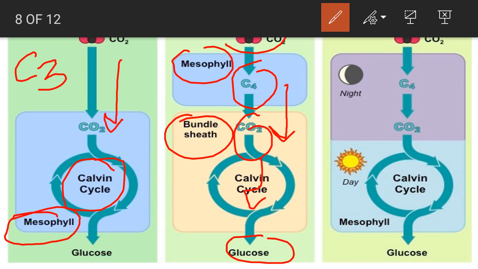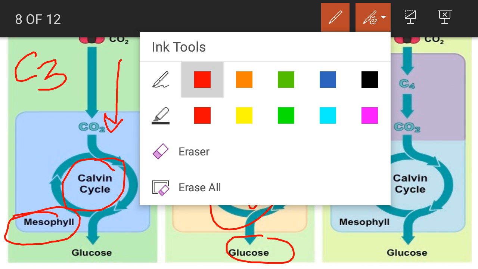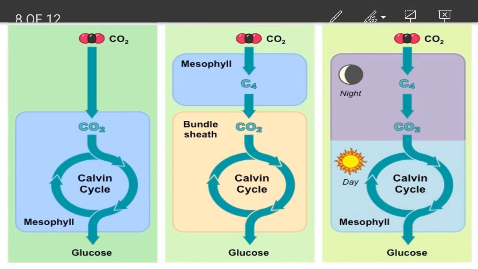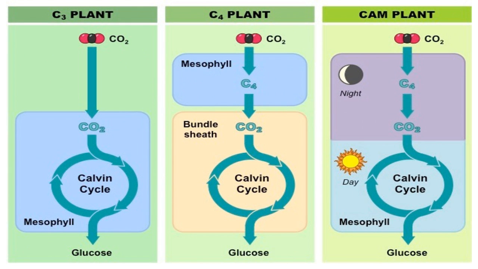Here you can see the mesophyll cell is a different entity and the bundle sheath cell is a different entity. So carboxylation, formation of C4 acid, and decarboxylation, fixation of carbon dioxide, are separated by space. One happens in the mesophyll cell and another event happens in the bundle sheath cell. So this is a spatial separation. Now let's see CAM plants. Just look at the CAM plant.